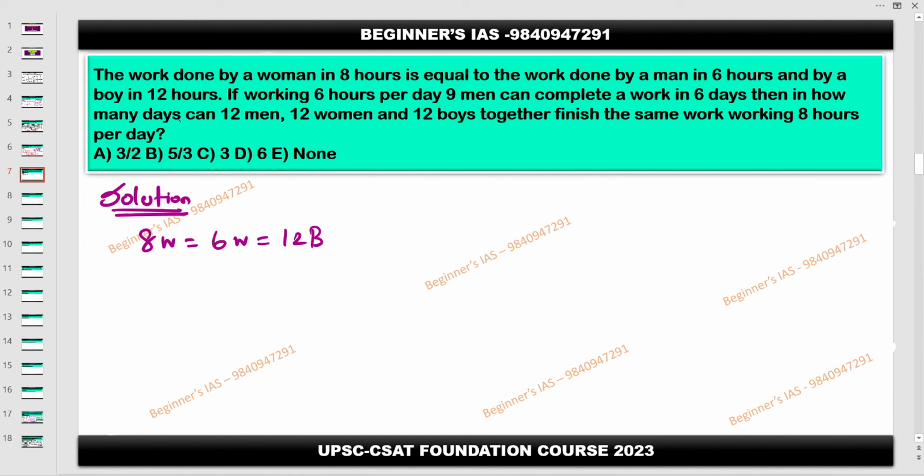So now, just equate this. 6 women is equal to 12 boys' work. Okay, then this is 6 women or men? Sir, men. Men. 6 women, sorry, 8 women. Okay, 6 men. Therefore, 1 man is equal to 2 boys.